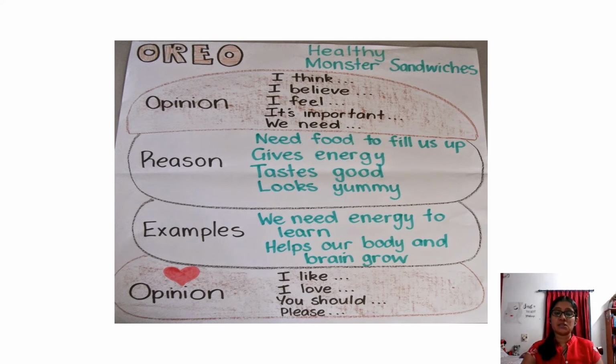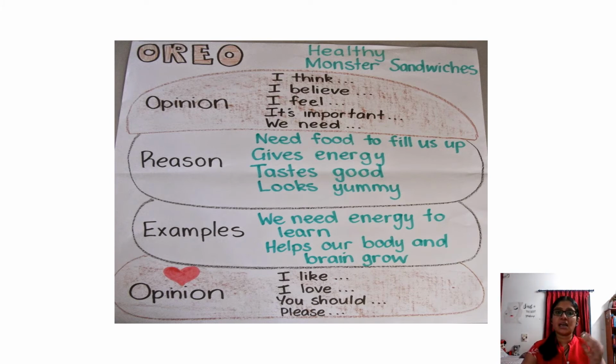And examples, you need to support your reasons and your opinion with examples. The more examples you give, the better. And the examples are: we need energy to learn, helps our body and brain grow. This is about healthy sandwiches. This is not about junk food, this is about healthy sandwiches. So the child is telling that we need energy, so we have to have this.